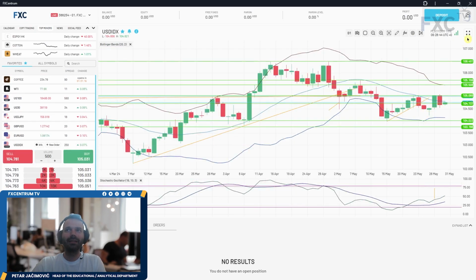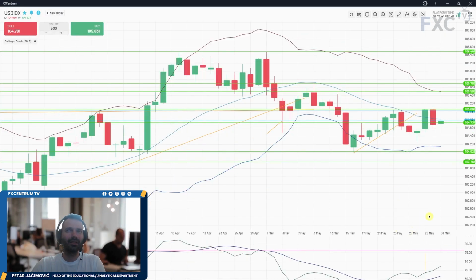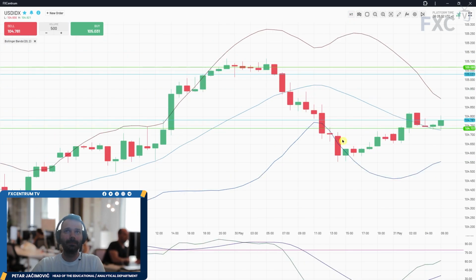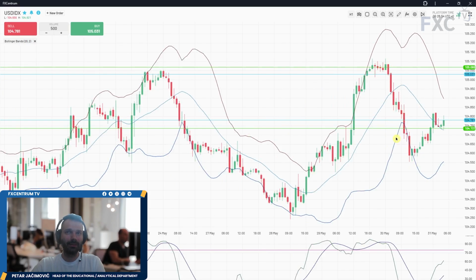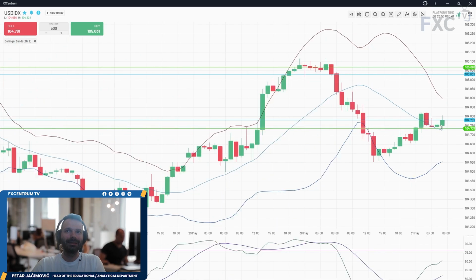Let's take a look at the dollar index. So this is the dollar index chart in the daily time frame. We had a reaction at the swing high at 105.07. But again, there was quite a big reaction after we reached 2 standard deviations in the previous swing high. But now it will be interesting.